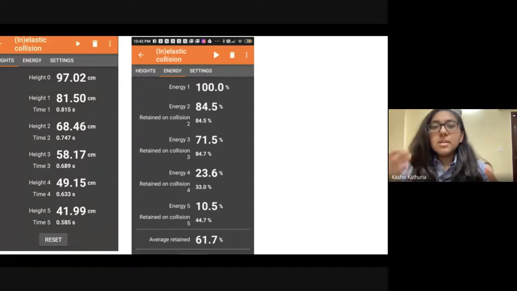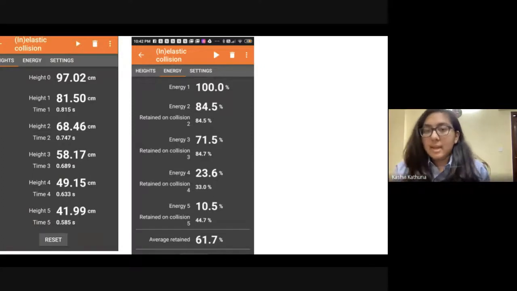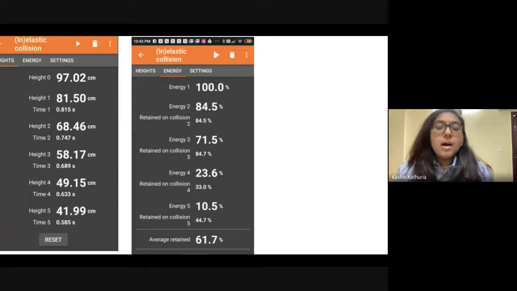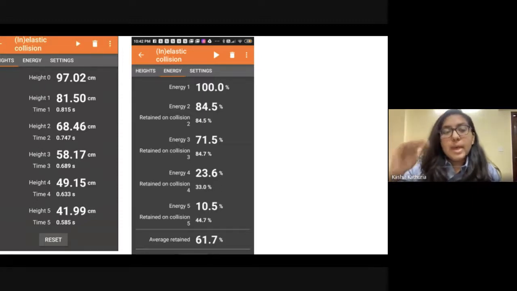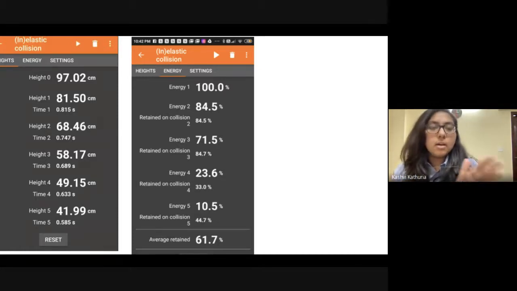Now, from looking at the data, we can kind of see why that happens, and I'll give you a little explanation of that as well, right? So we can see that with each bounce the height reduced, right? So from where it started at 97.02 centimeters, it kind of went down with each bounce.